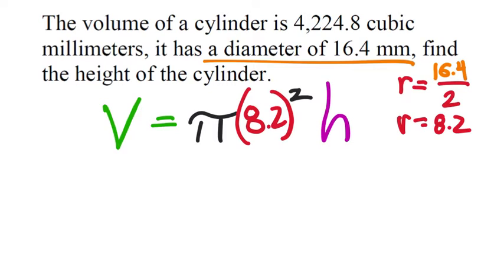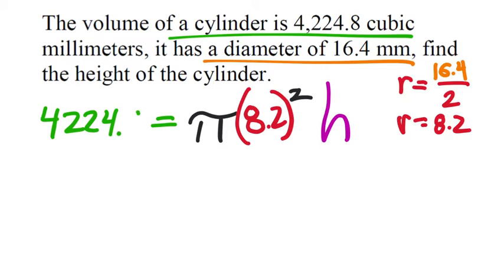I skipped the volume. I should have done that first. Doesn't matter, because it's not going to change. The volume here is shown 4,224.8 cubic millimeters. Now, in solving here for the height, I have a radius to the power of 2, pretty much by the order of operations. I'm going to evaluate that. Now, do I have to? No, not necessarily. But I'm going to because I want to. So, let's go ahead and just evaluate that.